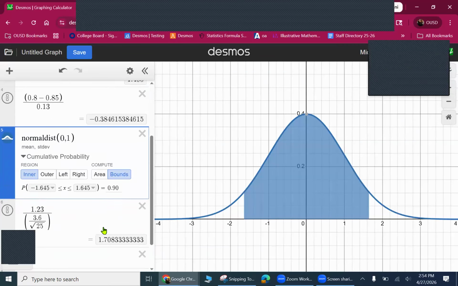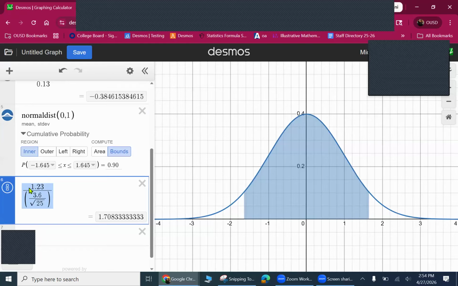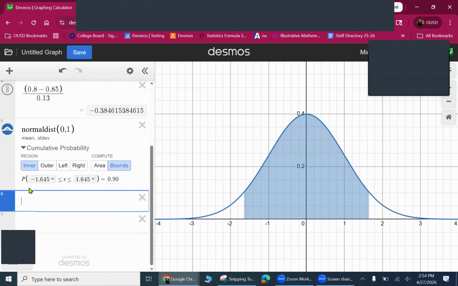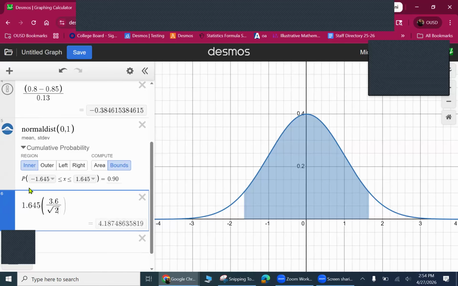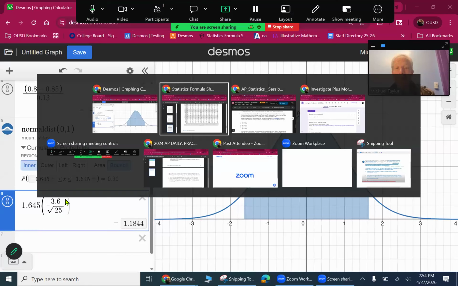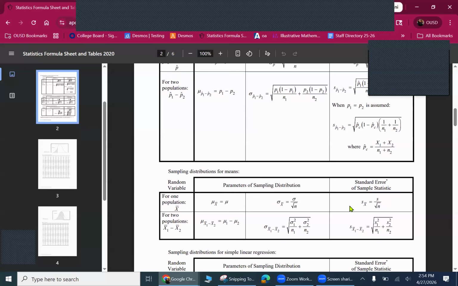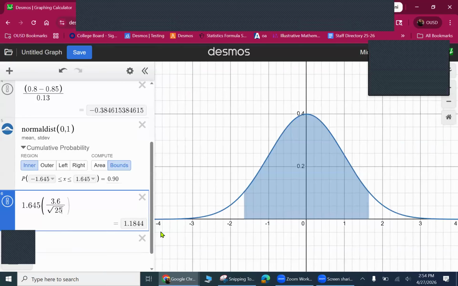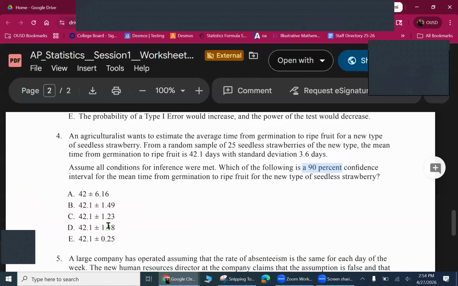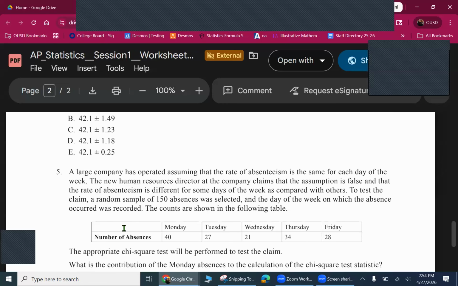So the way that I did this is I know it's going to be 1.645. The standard deviation was 3.6, and there were 25 of them. So I have to either remember that formula or, just to make sure I don't make a mistake, check my formula sheet to remind myself how we calculate the standard deviation for a population mean. So that's 1.1844, which is why the answer there is D.